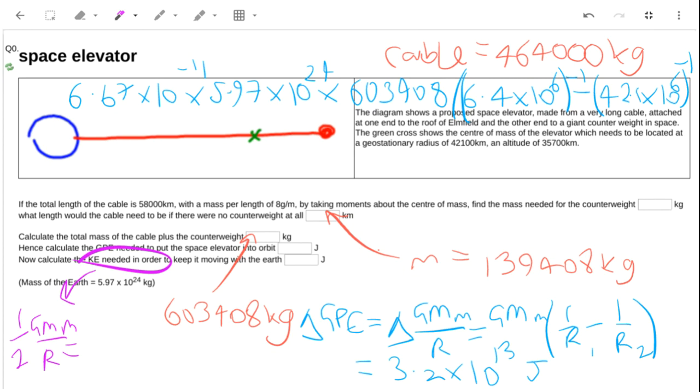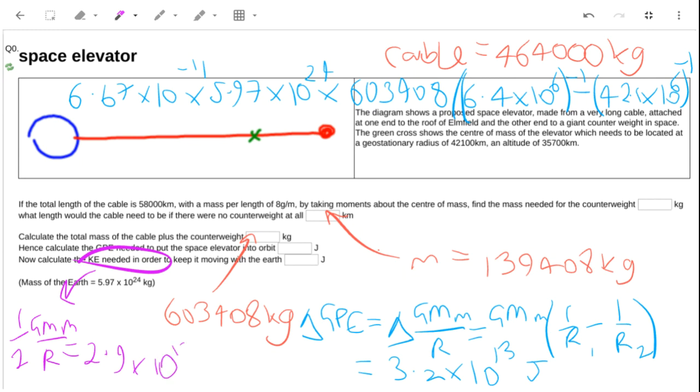So that's going to be a half times 6.67 times 10 to the minus 11 times the mass of the planet, 5.97 times 10 to the 24, times the mass of the space elevator, and divided by geostationary radius, 42.1 times 10 to the 6. And that gives me 2.9 times 10 to the 12.